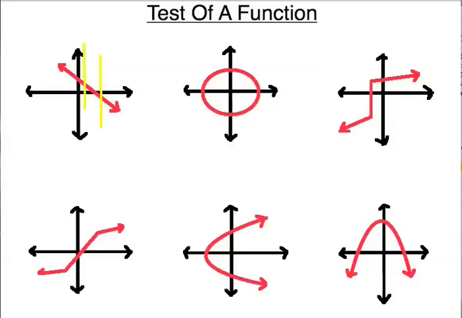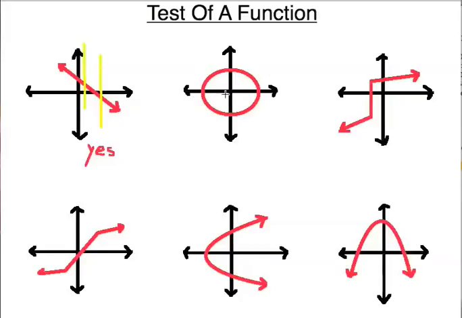So I have to say that yes, this is a function. It does not fail the vertical line test. It passes the vertical line test. It only fails the vertical line test if my vertical line passes through more than one point.